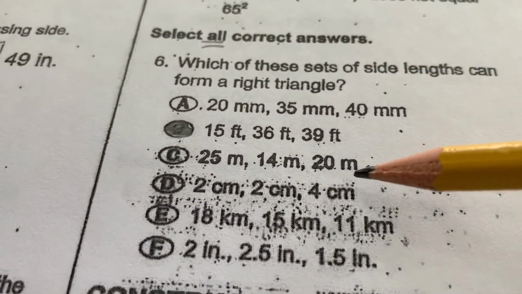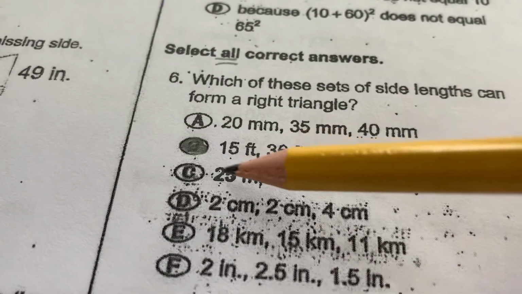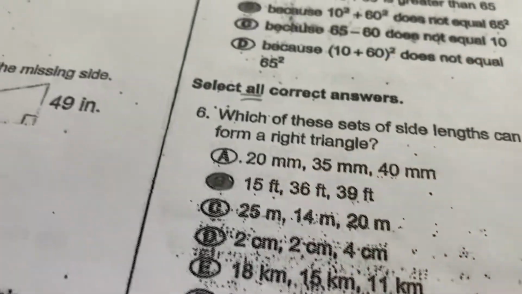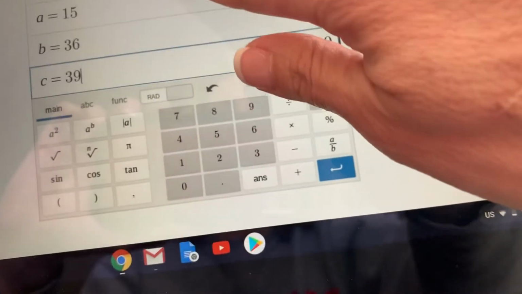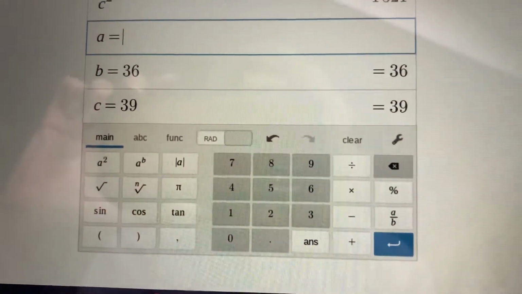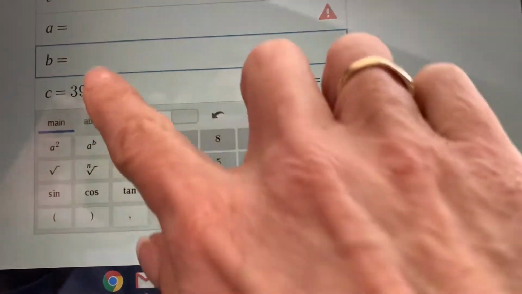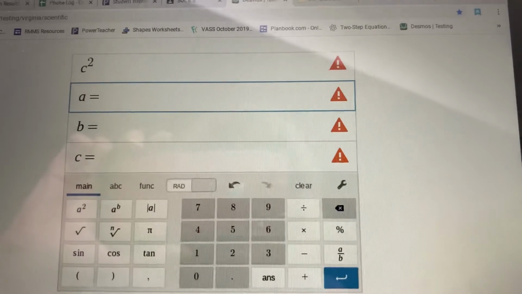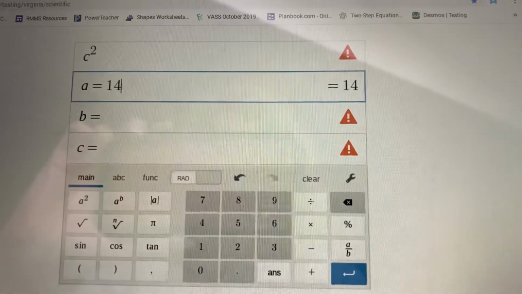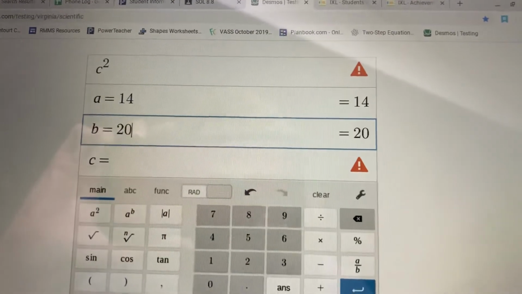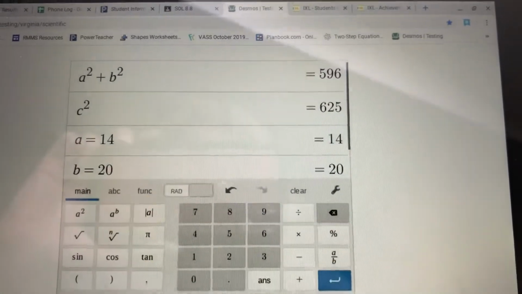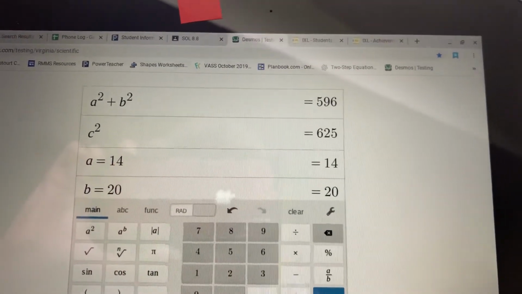Now, be careful on C because, look, the numbers aren't in the right order. Remember, A and B are the smallest and C is the biggest. So you got to make your A 14, your B 20, and your C 25. So be careful when you're putting that in your calculator. So let's get rid of these numbers first. All right, so A is going to be 14. B is going to be 20. And C has to be the biggest number, which is 25. And when I do that, I get 596 and 625. So that's not going to work.